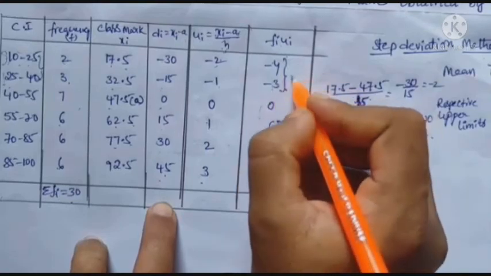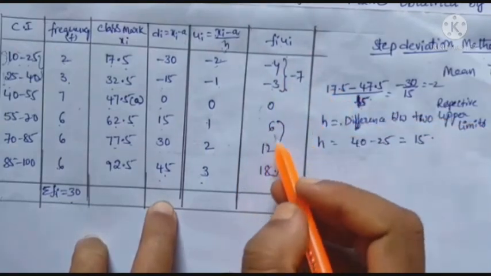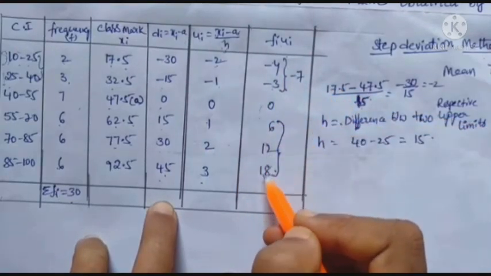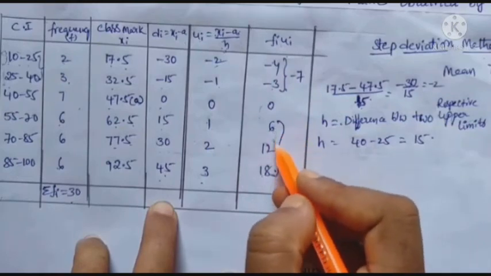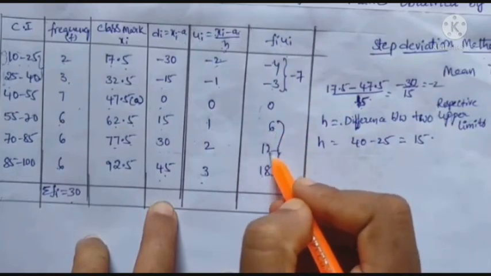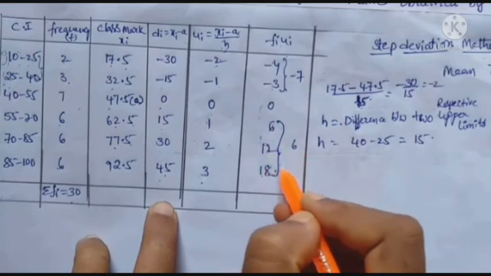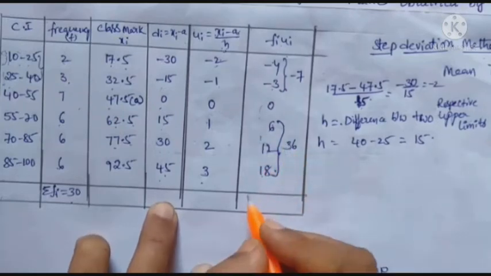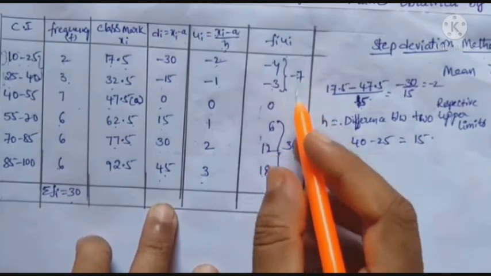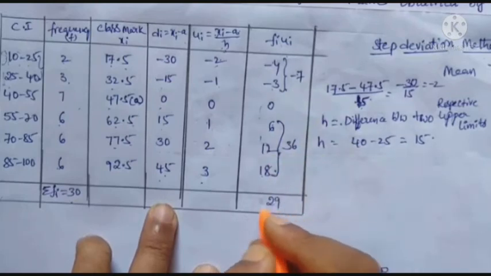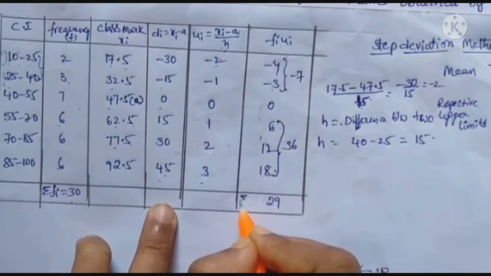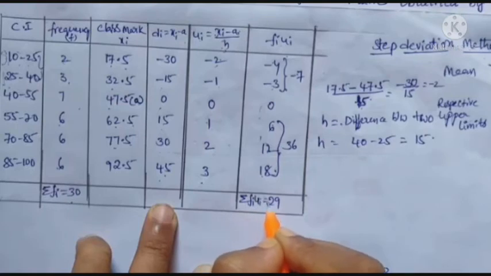Now, the sum of all values. Minus 4 plus minus 3 is minus 7. 6 plus 12 plus 18 value, how much? 6 plus 12 is 18, 18 plus 18 is 36. So 36 minus 7 is 29. This is sigma fi ui.